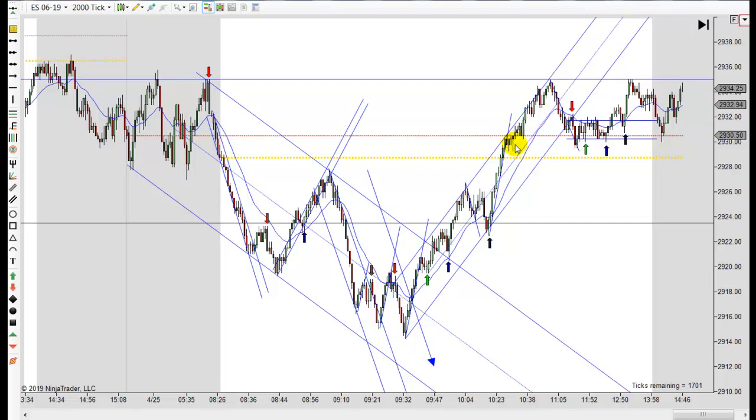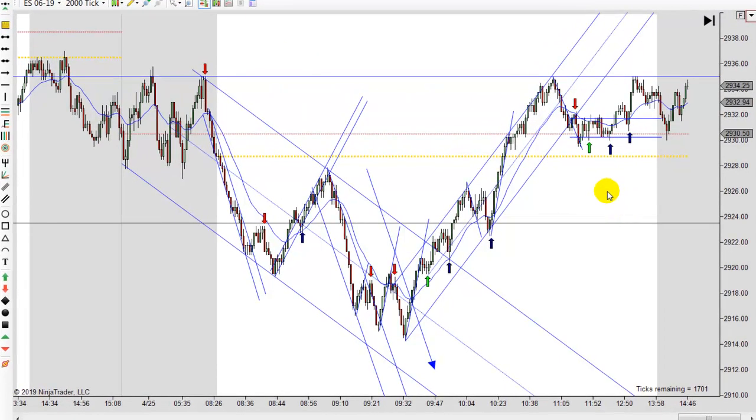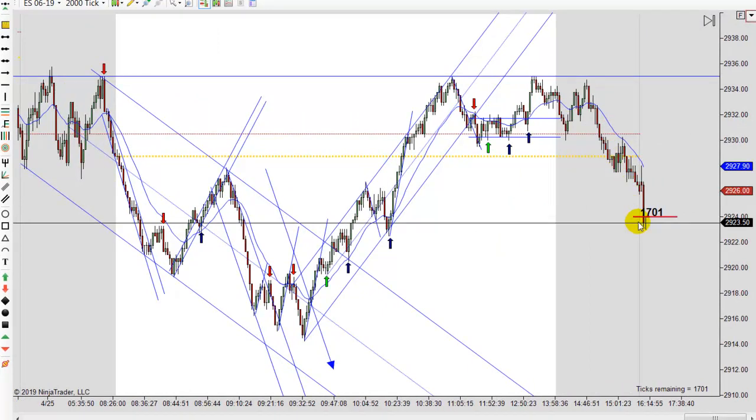It looked like we were going to turn back down there for a minute, but we just went higher, and we came all the way back up and tested the highs of the day until we finally sold back off again.